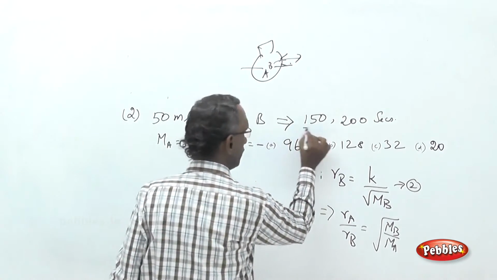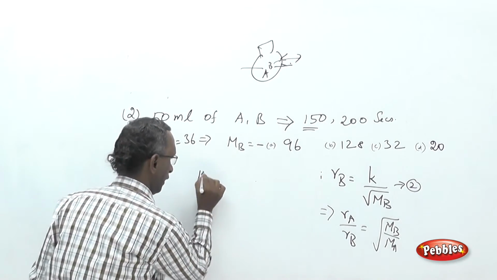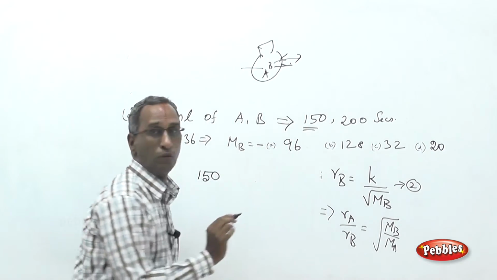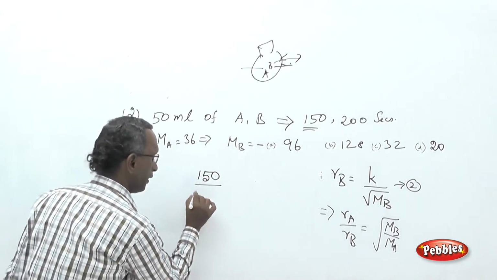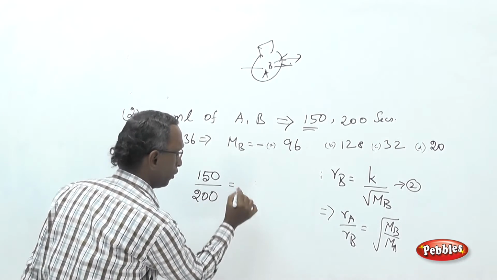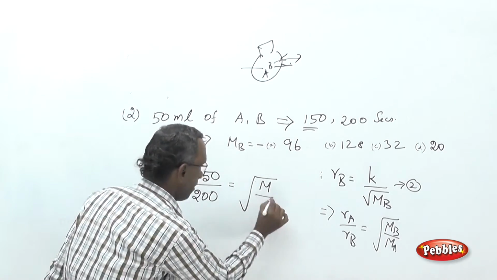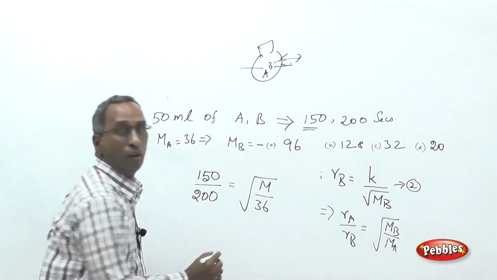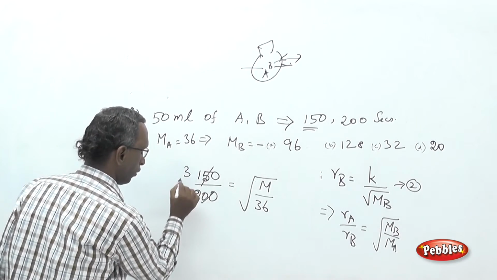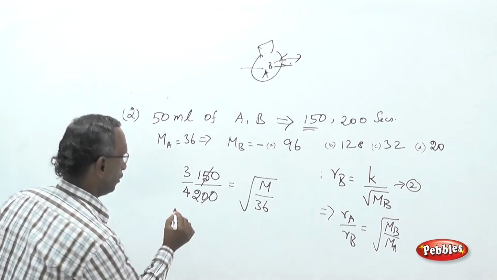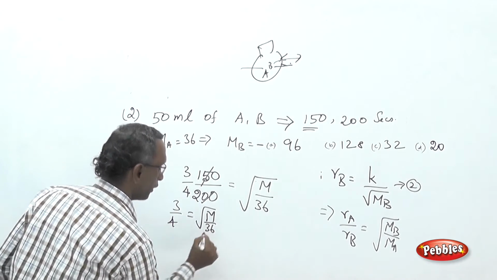Here, rate is nothing but flow time. A flows in 150 seconds. B takes more time, 200 seconds. So 150 by 200 equals root of MB by MA, and we have to find MB. MA is given as 36. Now 150 by 200, that is 3 by 4, equals root of M by 36.